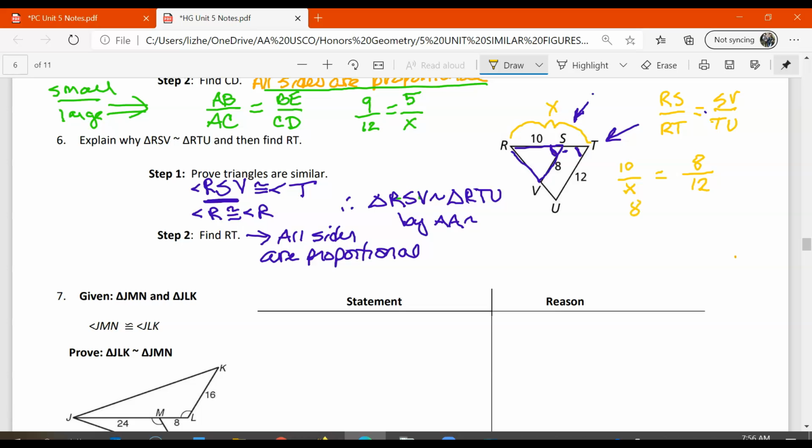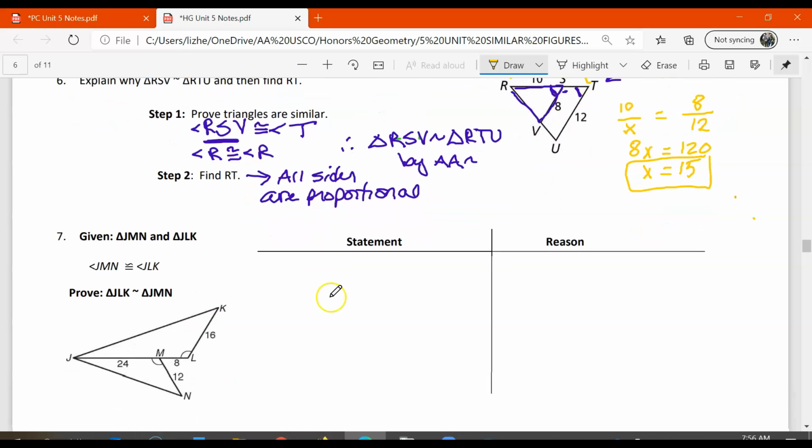Cross multiply. I have 8x equals 120. So then do 120 divided by 8, and you get 15. So therefore, RT is 15. Okay? Another one, number 7.